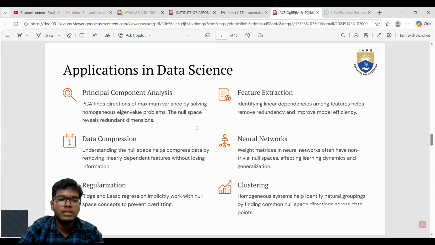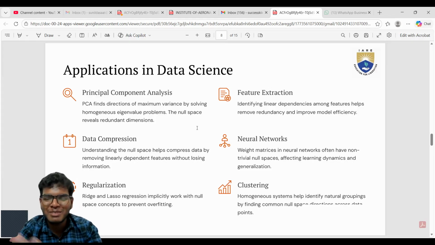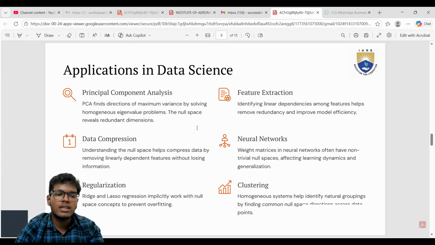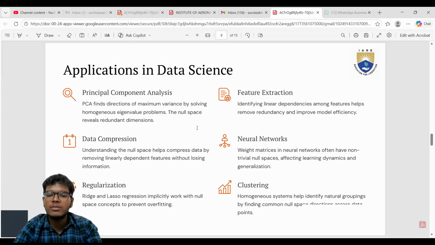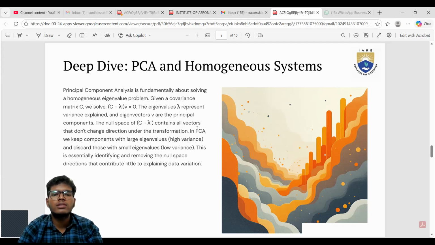Data compression. The weight matrices in neural networks often have non-trivial null spaces, affecting learning dynamics and generalization. Regularization, clustering: homogeneous systems help identify natural groupings by finding a common null space. Deep dive, PCA homogeneous system. So basically, we use the eigenvalue problem (A minus lambda I)v equal to 0.